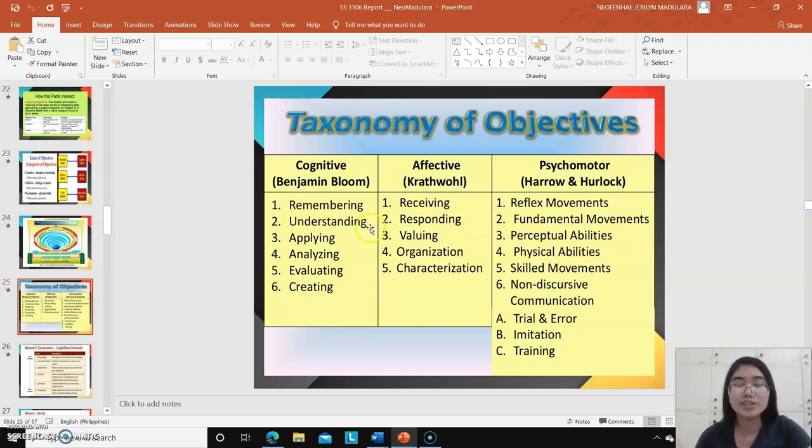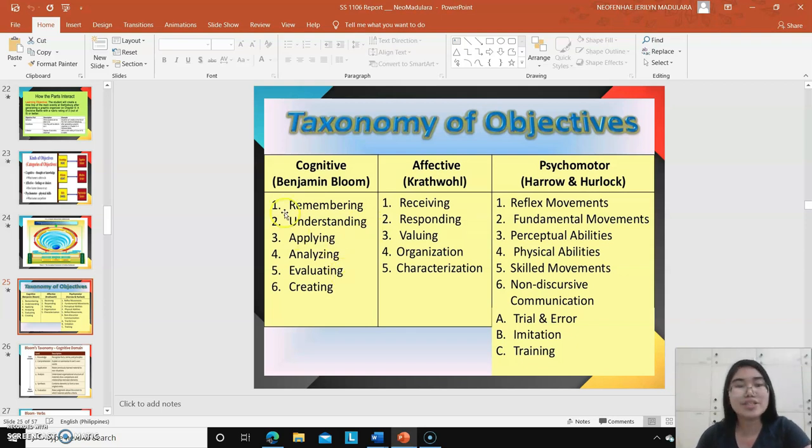So before the social studies learners will be able to understand a concept, they must remember it. Before they can apply concepts, they must understand them. And before they are going to analyze something, they should have applied it. Before they are going to evaluate, they should have analyzed. And before they create, they should have remembered, understood, applied, analyzed, and evaluated.